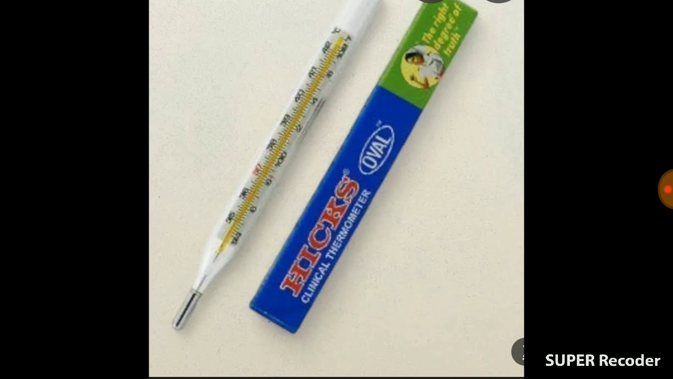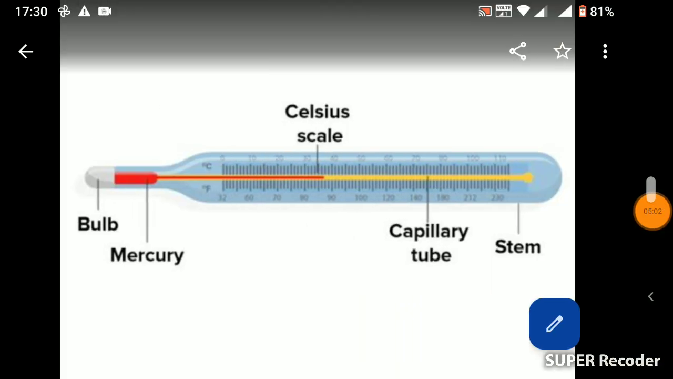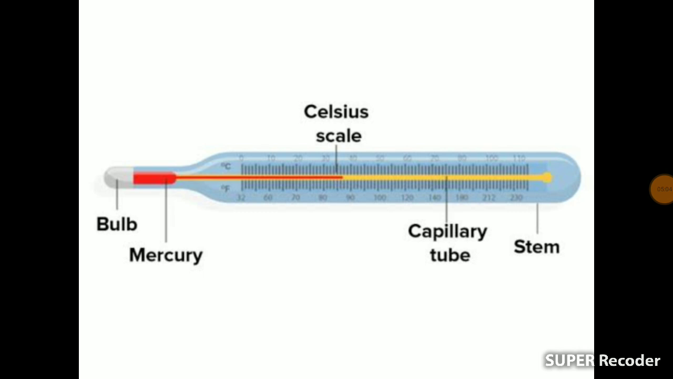Celsius scales mark from 35 degrees Celsius to 42 degrees Celsius, and Fahrenheit scale marked from 94 degrees Fahrenheit to 108 degrees Fahrenheit. The normal temperature of human beings is 37 degrees Celsius or 98.6 degrees Fahrenheit. A body temperature higher than it constitutes fever, which may be low or high depending on the temperature.